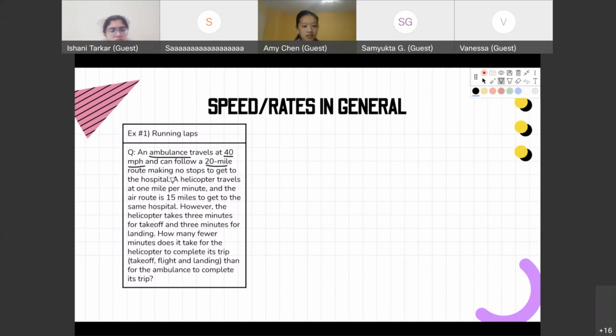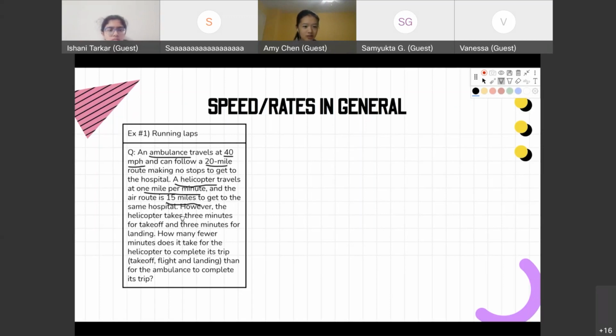And then the question tells us that there's a helicopter, and it travels at 1 mile per minute. So 1 mile per minute, that's its speed. Notice that the speed of the helicopter is in different units than the speed of the ambulance. The ambulance is 40 miles per hour, but the helicopter is 1 mile per minute, which is pretty fast. And then the helicopter is going to travel 15 miles to get to the hospital.